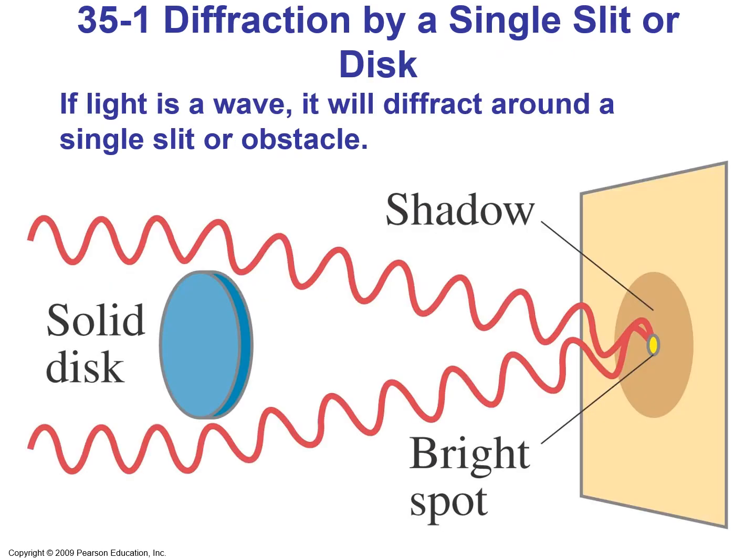Section 1. Diffraction by a single slit or disk. If light is a wave, it will diffract around a single slit or obstacle. Light, which here we can consider as waves, is being blocked by a solid disk. As we expect, we will have a shadow formed on the screen, but at the center we can have a bright spot due to the wave nature of light. This is called diffraction.